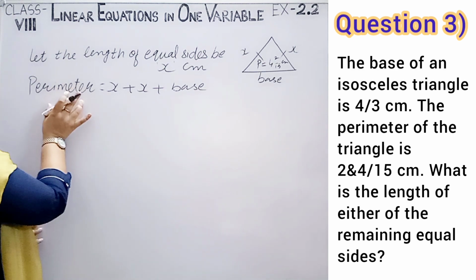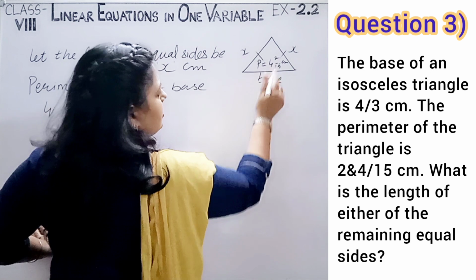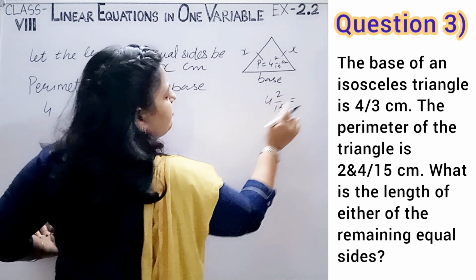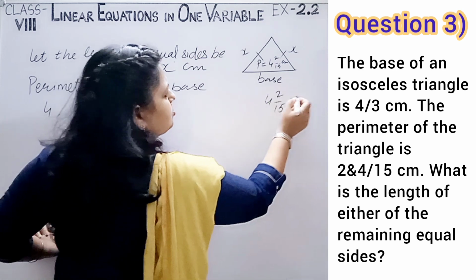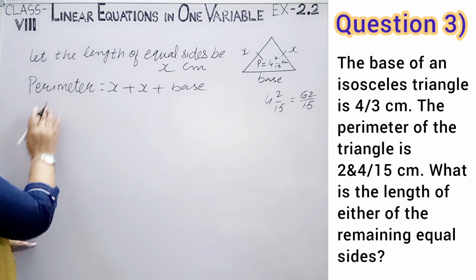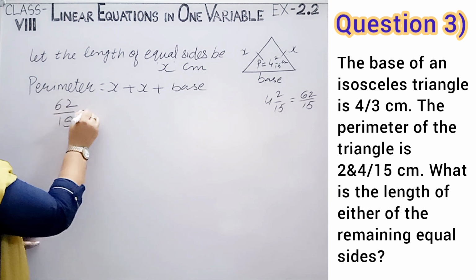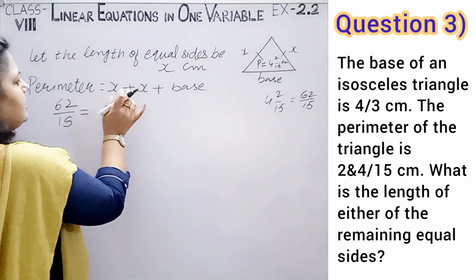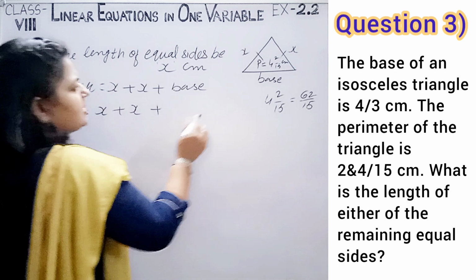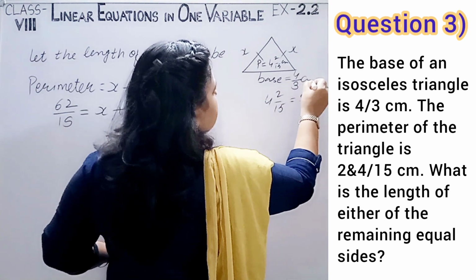Now perimeter is given in our question, that is 4 and 2 by 15. First we have to change it into a simple fraction: 4 times 15 is 60, 60 plus 2 is 62, so 62 by 15. So here 62 upon 15 is our perimeter, which is given in our question, and x plus x, and what is the base? They have given us the base in our question, 4 by 3 centimeter.